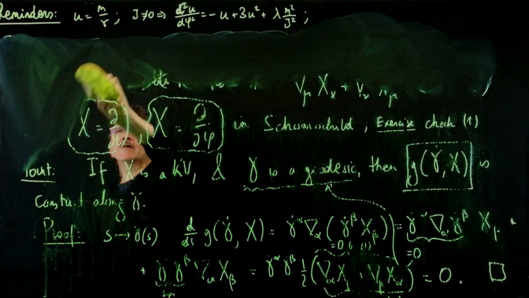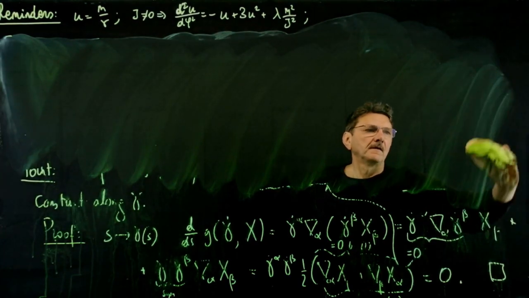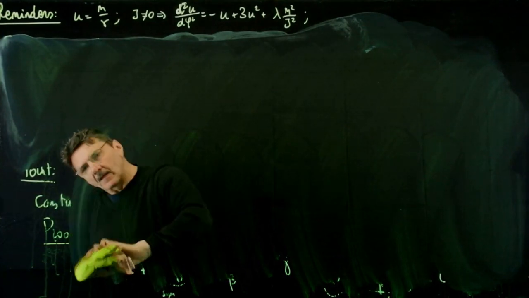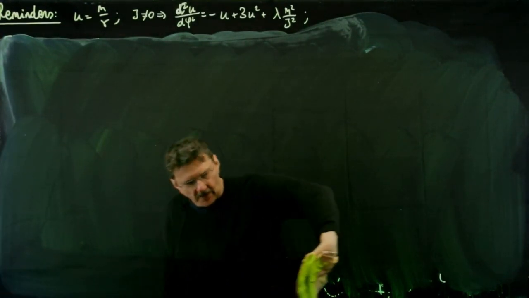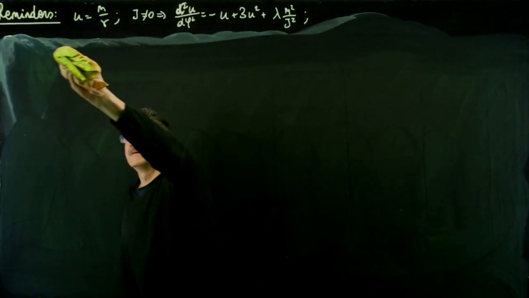So this is the end of the parentheses. And we return to our geodesics in Schwarzschild.